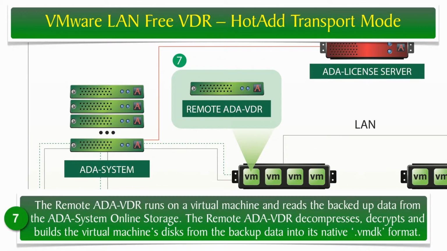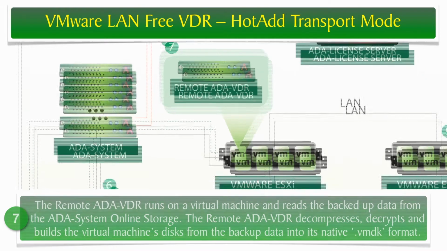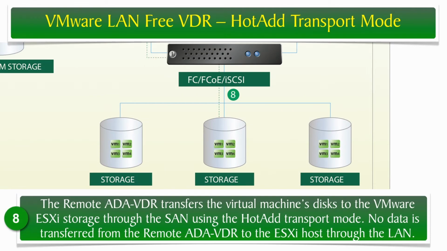Seventh, the remote Abrea VDR server runs on a virtual machine and reads the backed up data from the Abrea system online storage. The remote Abrea VDR decompresses, decrypts and builds the virtual machine's disks from the backup data into the native .vmdk format. Eighth, the remote Abrea VDR transfers the virtual machine's disks to the VMware ESXi storage through the SAN using the HotAdd transport mode.